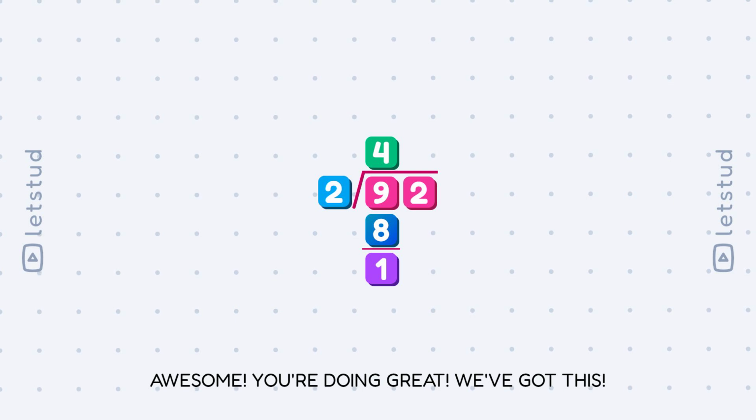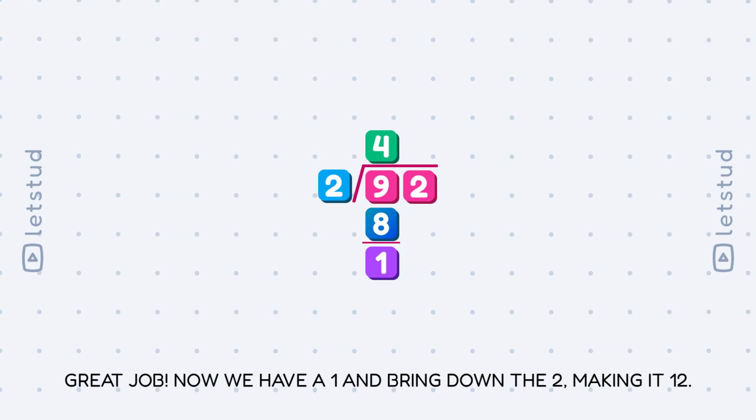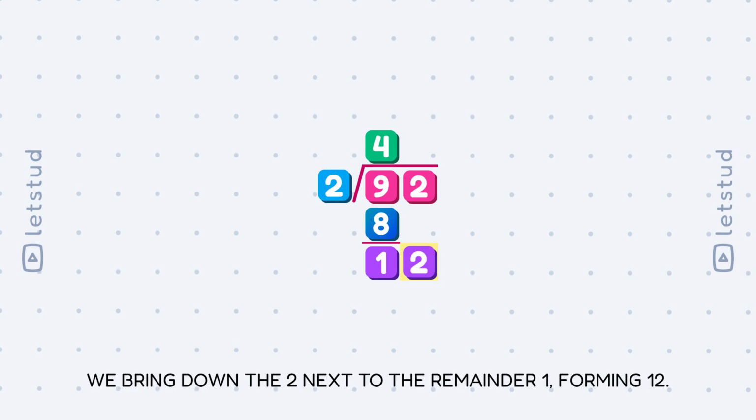Awesome, you're doing great, we've got this. We've finished this step. Time to bring down the next digit. Great job. Now we have a 1 and bring down the 2, making it 12. We bring down the 2 next to the remainder 1, forming 12.